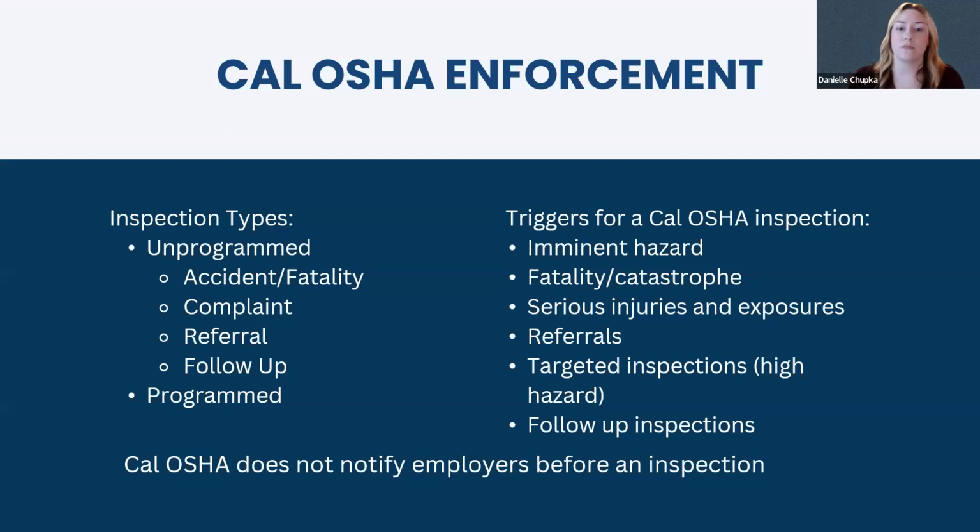Fatalities and catastrophes are a very high priority for Cal OSHA. They will be out as soon as possible. Serious injuries and exposures, when you report those, can sometimes also trigger a Cal OSHA inspection. And again, those referrals, targeted inspections, and follow-up inspections. And you will not get notification that they are coming before an inspection.